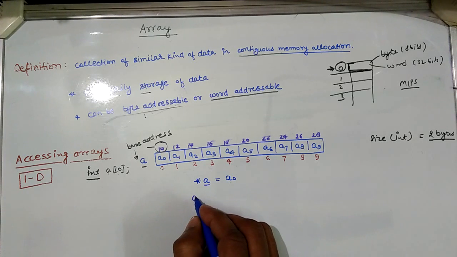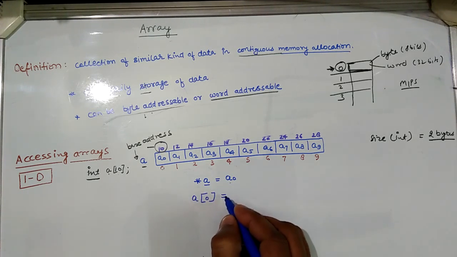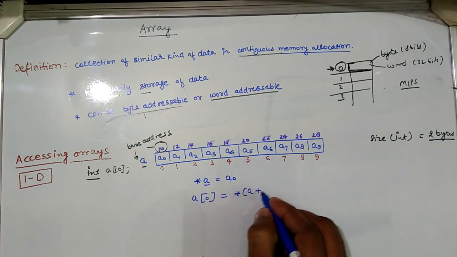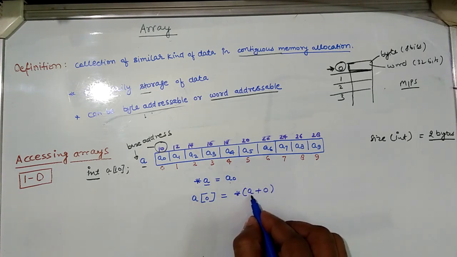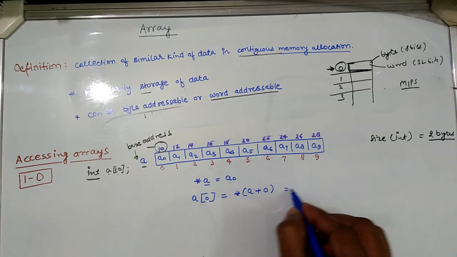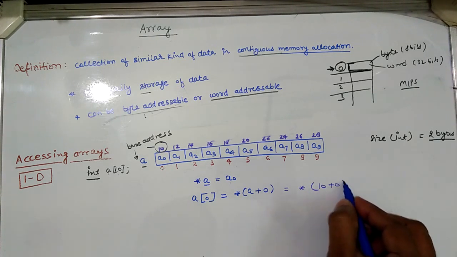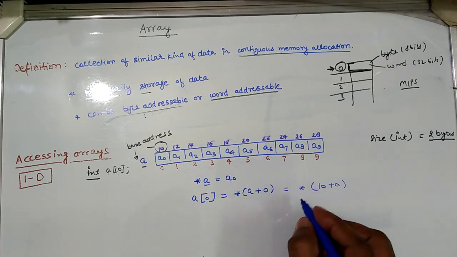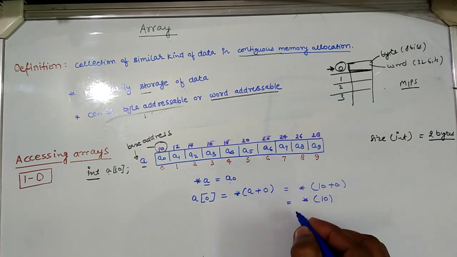Similarly, if you find somewhere A[0], the meaning of this is nothing but star A plus 0. Now here A is a base address, so I can write here star 10 plus 0, assuming that the memory address is 10. It means the value at memory location 10. It means the value at memory location 10 is A0.